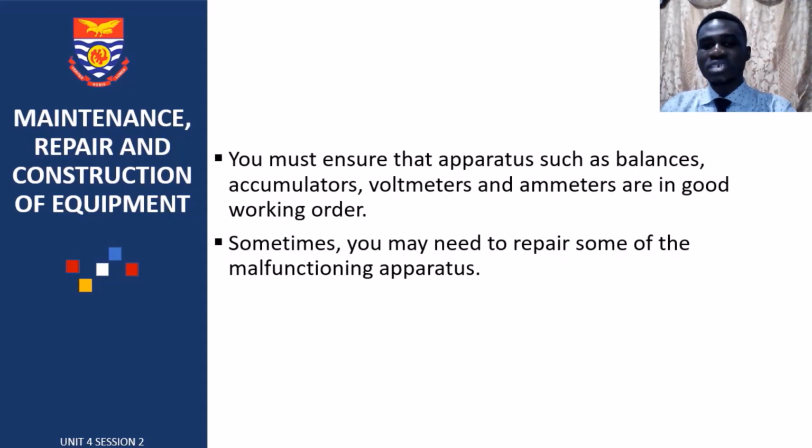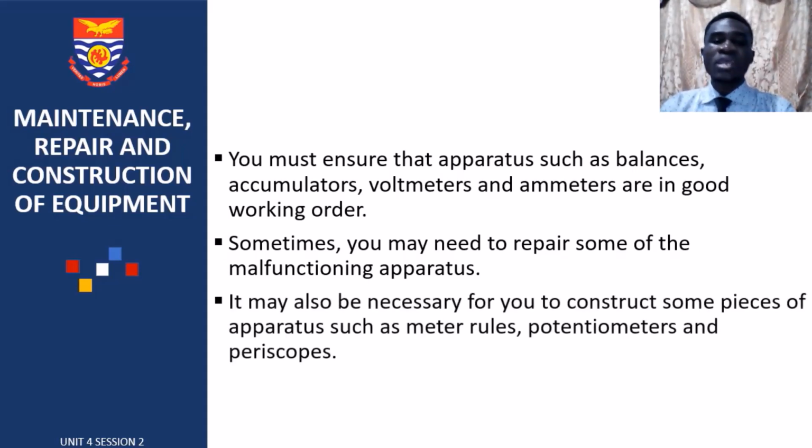And we know that sometimes you may need to repair some of the malfunctioning apparatus. So this becomes your role. It may also be necessary for you to construct some pieces of apparatus such as meter rules, potentiometers, periscopes. So you need 20 meter rules, but you only have 10. You can improvise 10 additional ones. So it is you, the teacher, who has to do the improvisation.